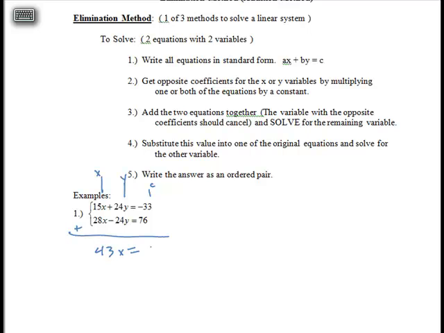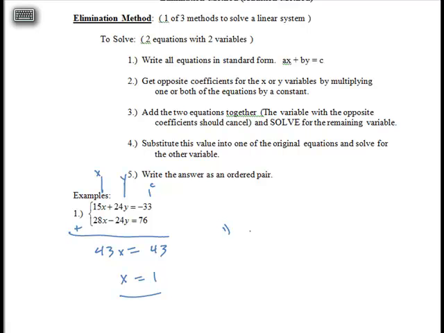Hence, the elimination method. So even though the y's cancel out, we still have a linear equation, but a linear equation with only one variable to solve, and a pretty simple one at that. We can easily solve for x. X is simply equal to 1. Now we just have to go back and find y, and we do that the exact same way as we did in the substitution method. Take this value and substitute it back into one of the original equations.